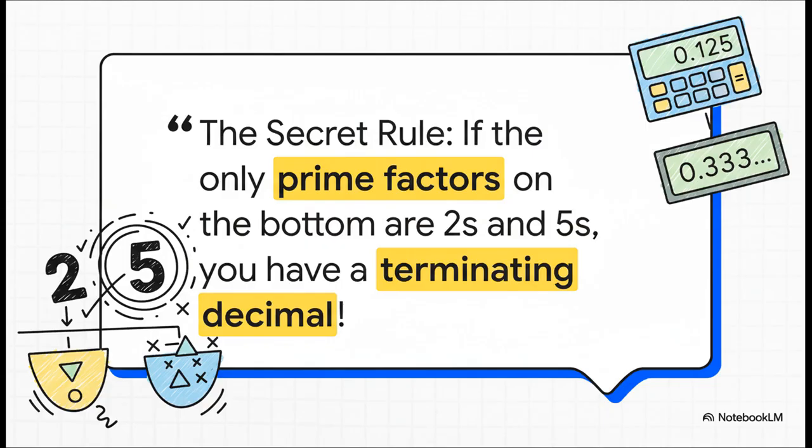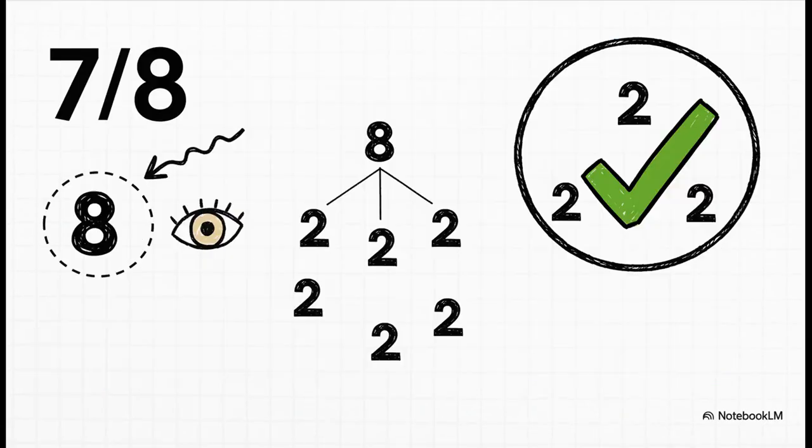Ready? Okay, here it is, the big secret. After you break down that bottom number, if the only prime factors you see are 2s and 5s, then you've got a terminating decimal. It's going to stop. But if you see any other prime factor in there, like a 3 or a 7, then that decimal is going to repeat forever. Let's try one.